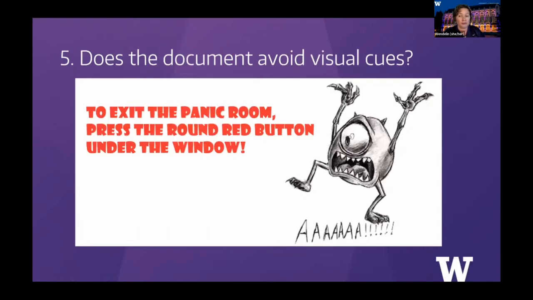Check number 5. Does a document avoid visual cues? Here we have the instructions. To exit the panic room, press the round red button under the window. Could you find that button in this room with the lights out? Please don't do this to your users, especially when indicating required text fields or other important information.